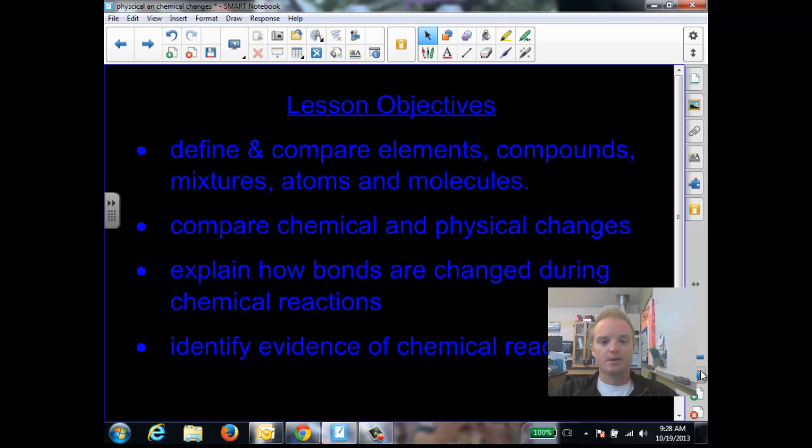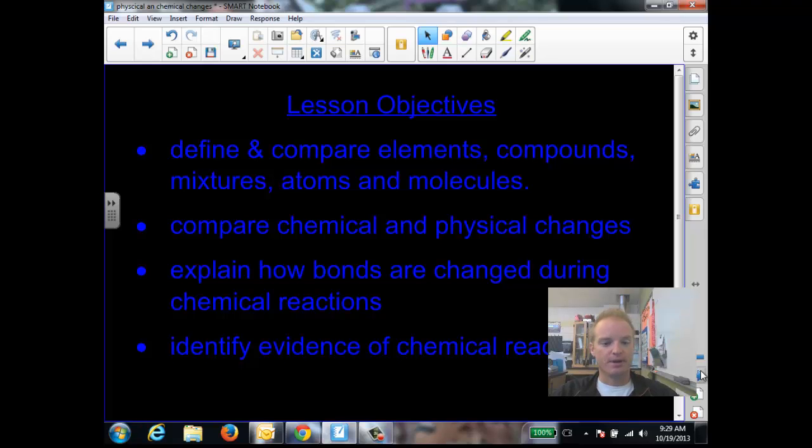First thing, guys, something new I want to try is this is something you do not have to write down, but these are the lesson objectives. So when we're done taking notes at the end, these are things that we should end up knowing or having learned throughout the lesson. So you should be able to define and compare elements, compounds, mixtures, atoms, and molecules.